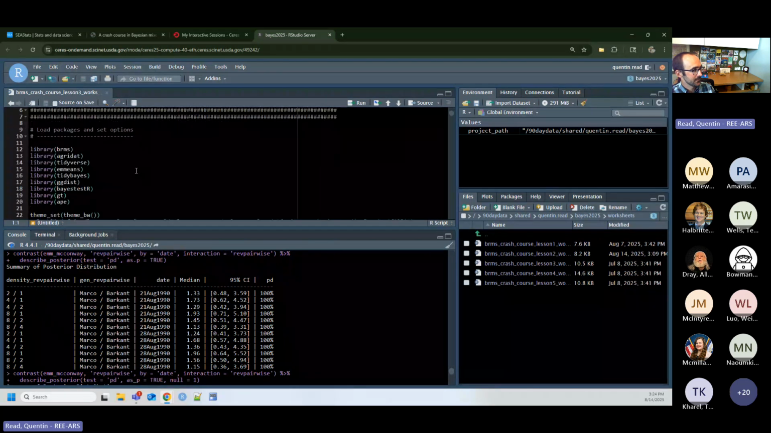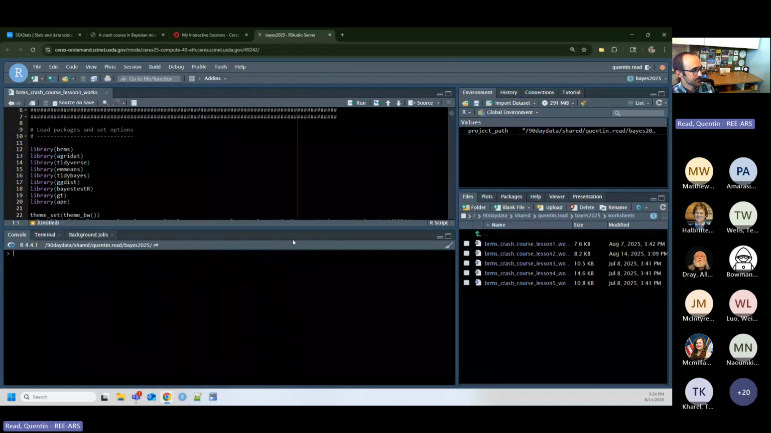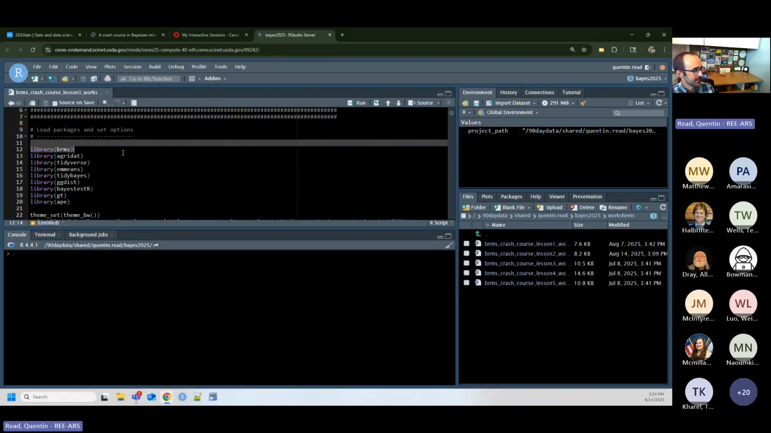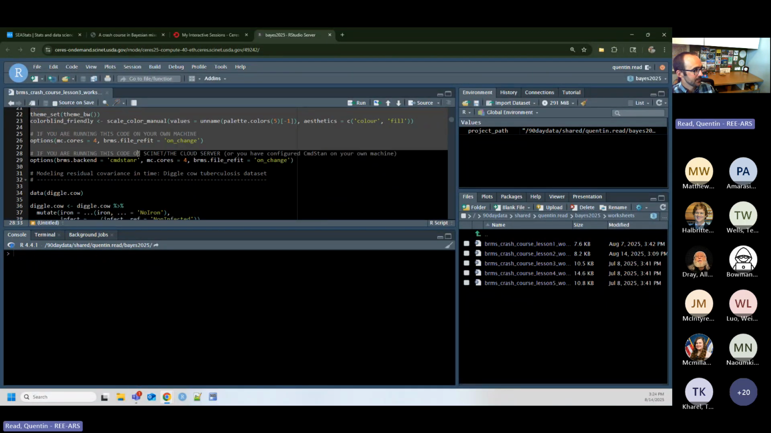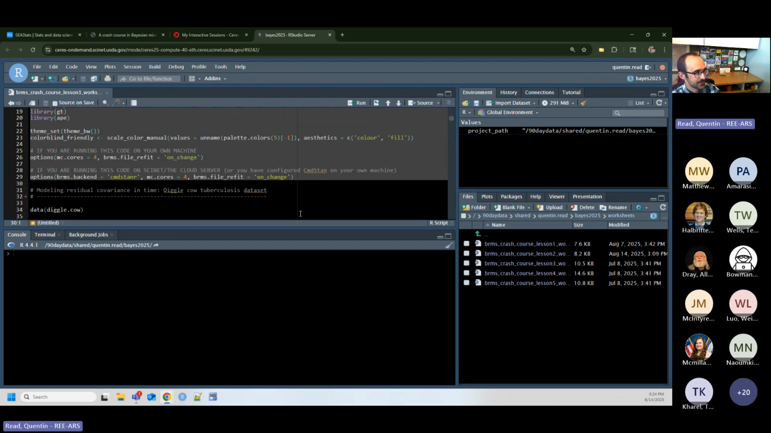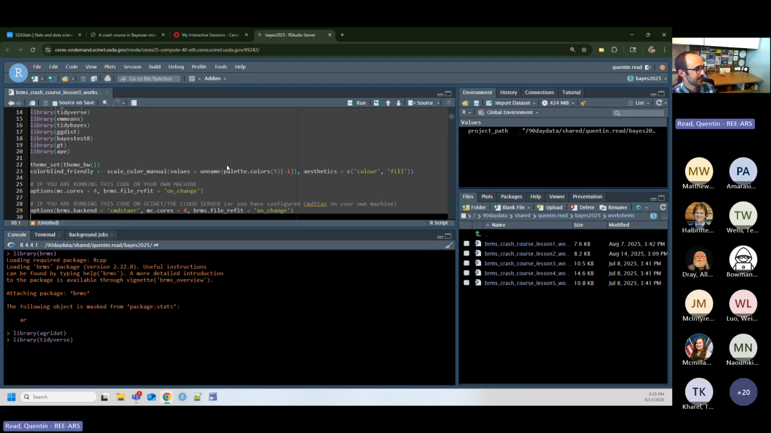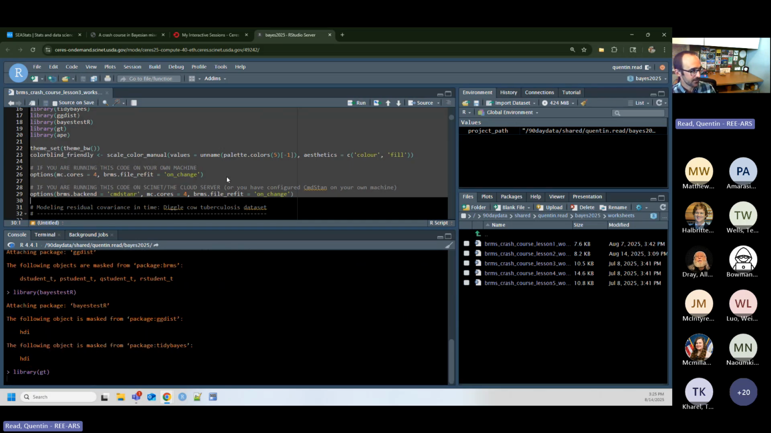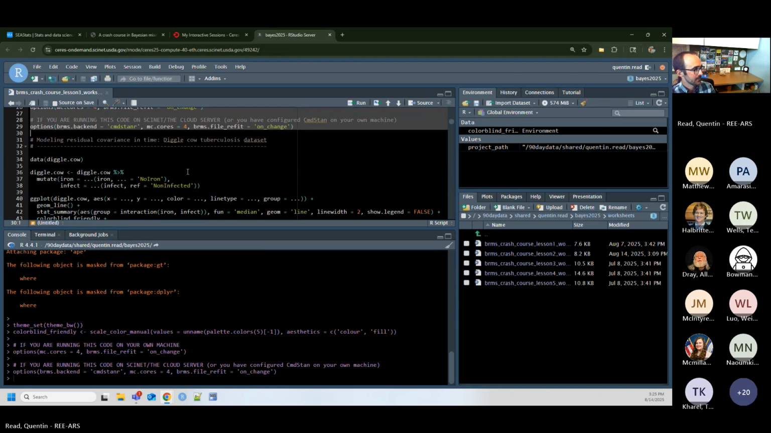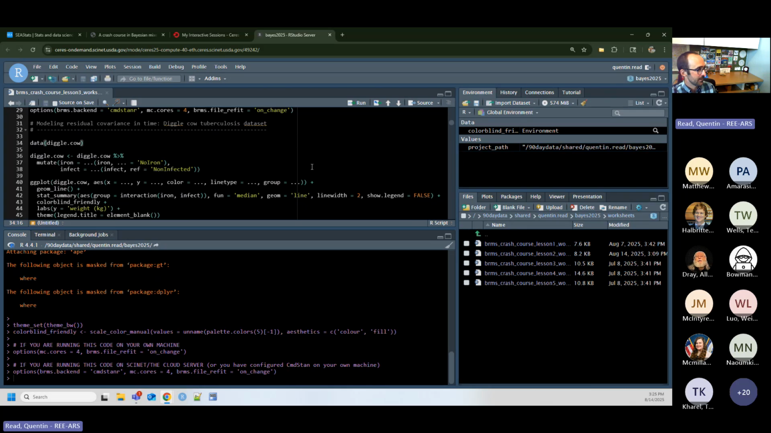So I will clear this previous stuff, and I'll highlight and run all the loading libraries and setting plot and model fitting options. Control Enter to run everything from the beginning to line 29. Everyone should do that as well. Okay, and now we can hit Control Enter to load the example data from the agridat package into our environment.